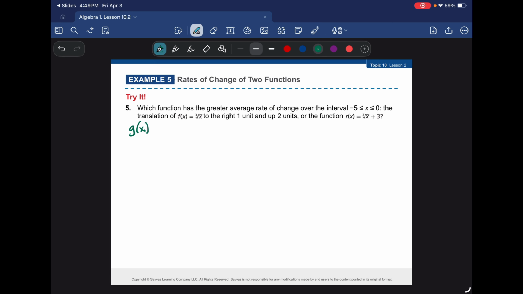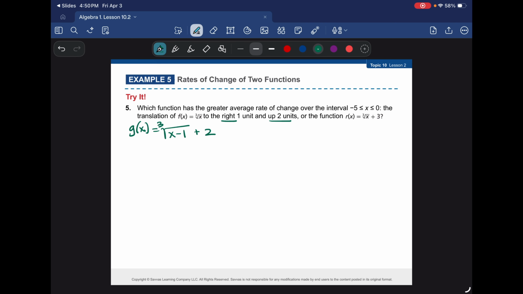What would the function rule be for g of x if it is right 1 unit and up 2 units? Going right is horizontal, so I know that I have to have a change inside my parentheses, a change to the input. Since it's to the right, I have to subtract 1 in order to get it back to the parent function. And up 2 units, that's a vertical translation, which is adding a constant k to the output of my function. So there is g of x, or the first function.